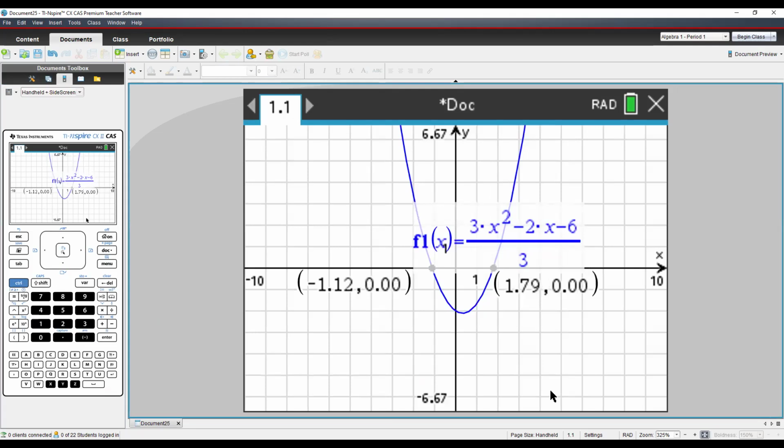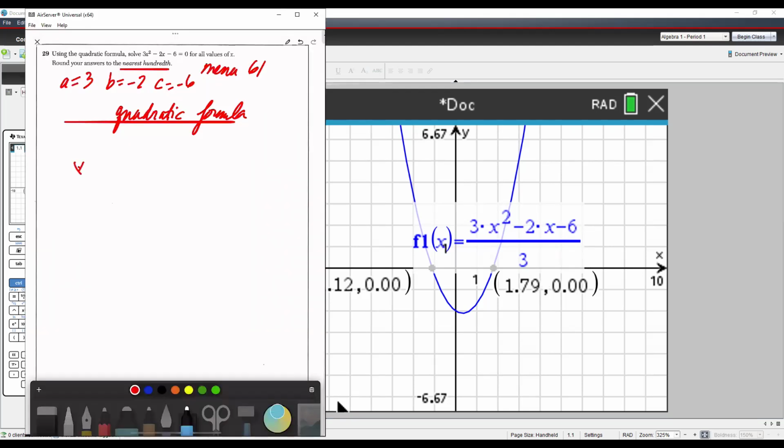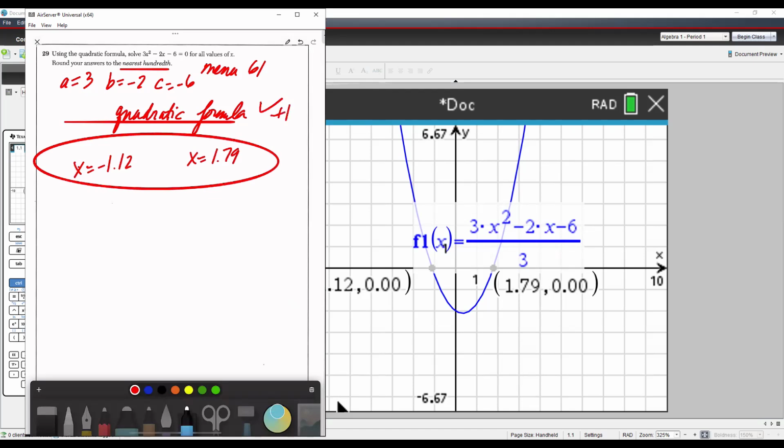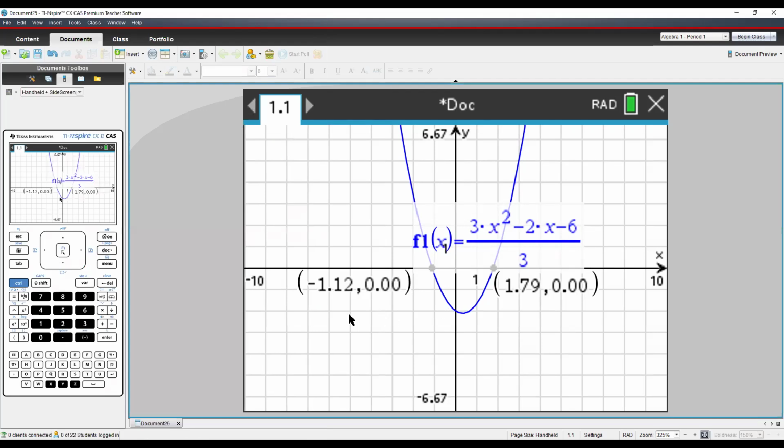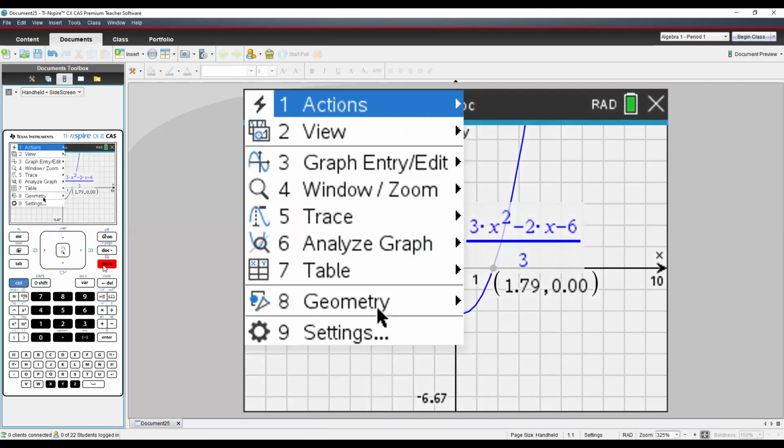So those are my answers. I can put x is -1.12, and then x is 1.79. Those are the solutions. Of course, you have to write the quadratic formula, and that'll be 1 point. If you have these rounded, that'll be another point. That's all you're doing.